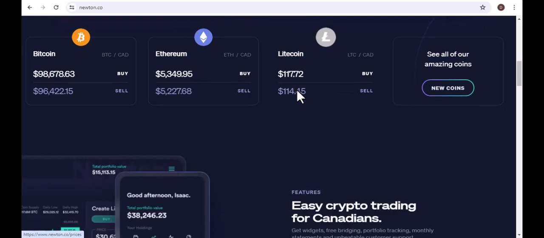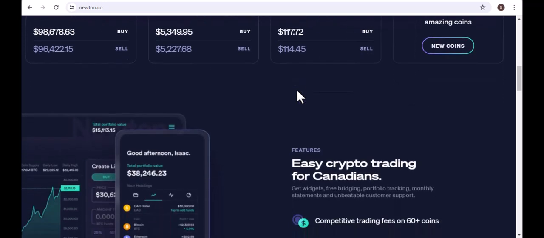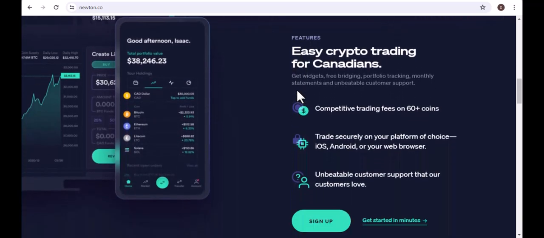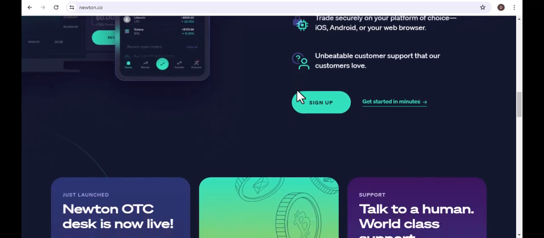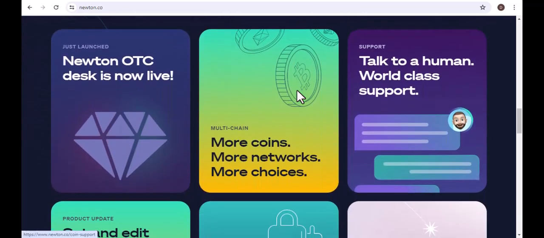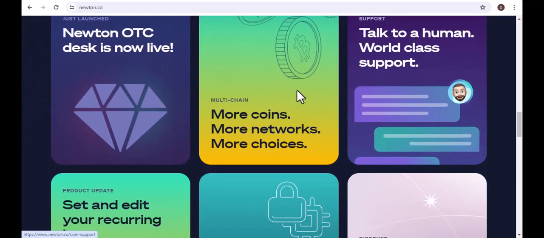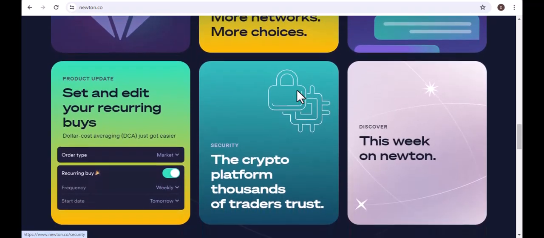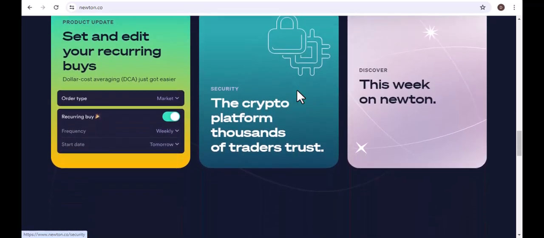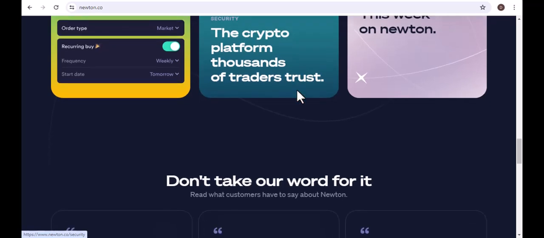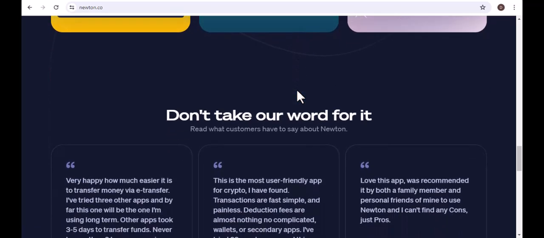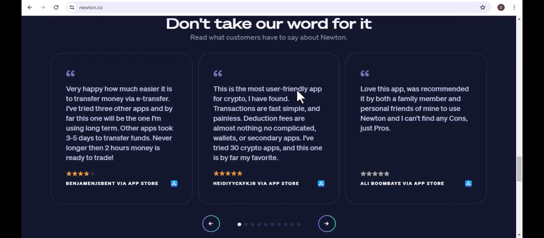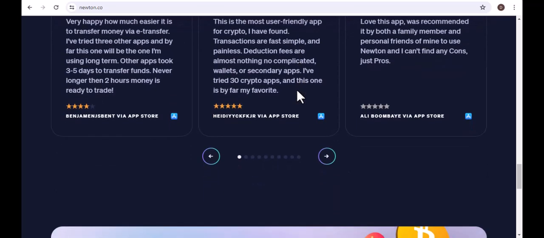Adding your ID to your Newton wallet is a straightforward process that unlocks a range of benefits and enhances your overall crypto trading experience. By following the steps outlined in this guide, you can ensure a smooth and efficient verification process. Remember that verifying your identity is not just a regulatory requirement, it's a crucial step in protecting your digital assets and contributing to a safer and more secure crypto ecosystem.